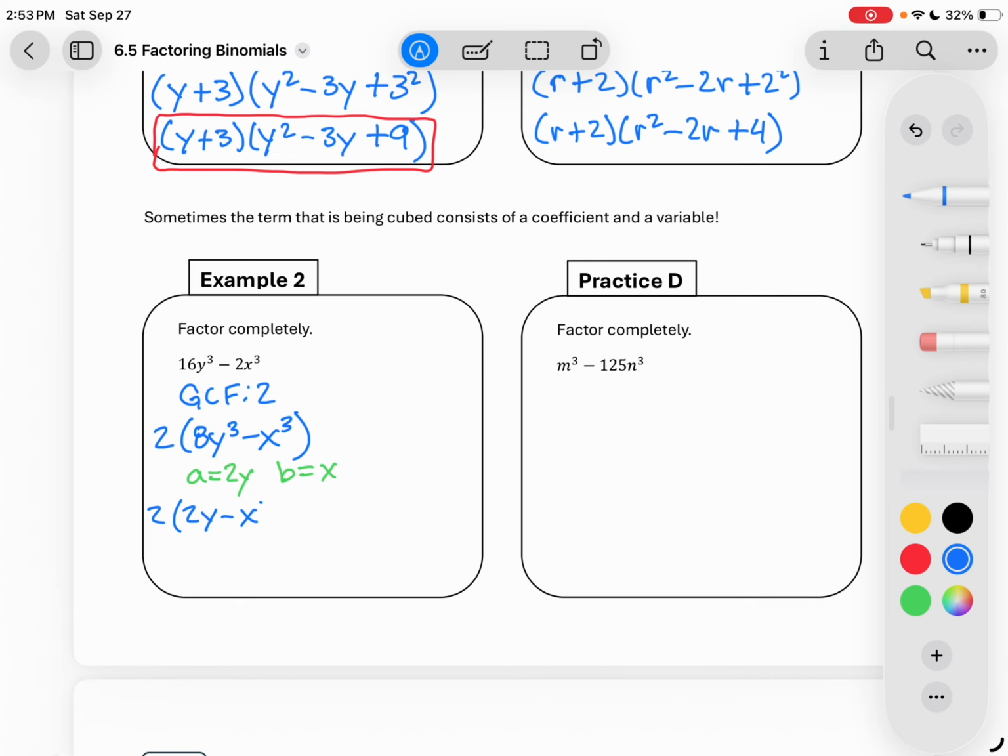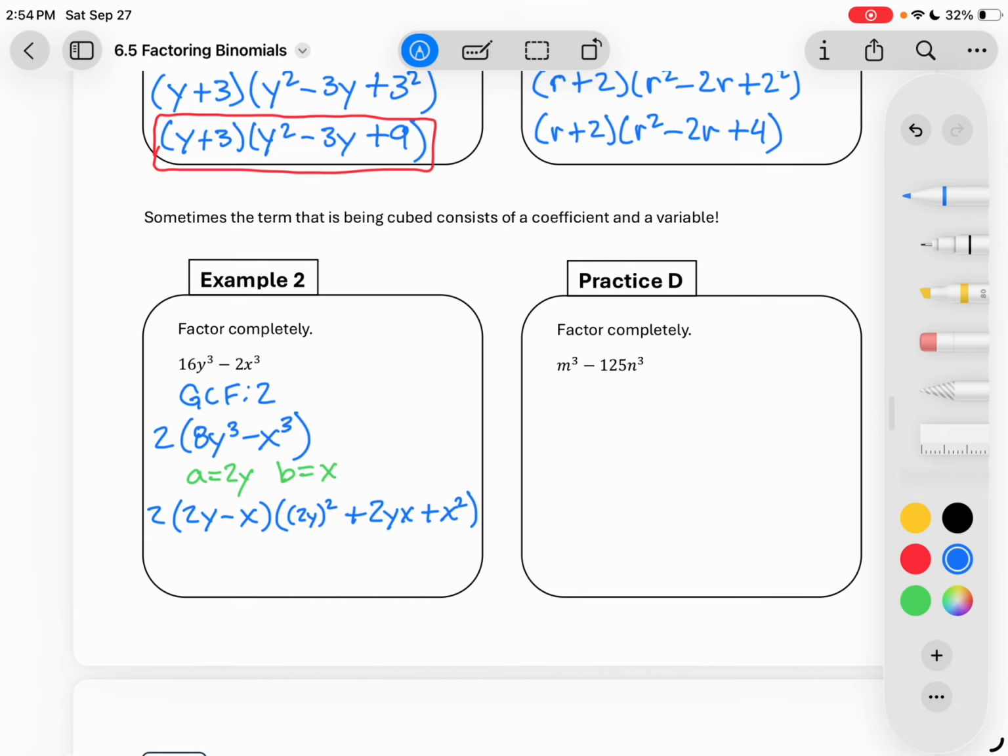2y minus x multiplied by, and then this is another common mistake that can be made. You need to put 2y in parentheses because that is what a is. A is the 2 and the y being multiplied together. And if you don't put them in parentheses with the squared, then you're only going to square the y, but the 2 should also be squared. And then in the pattern for the difference, it's now a plus sign. And so we'll put 2yx and then plus x squared.